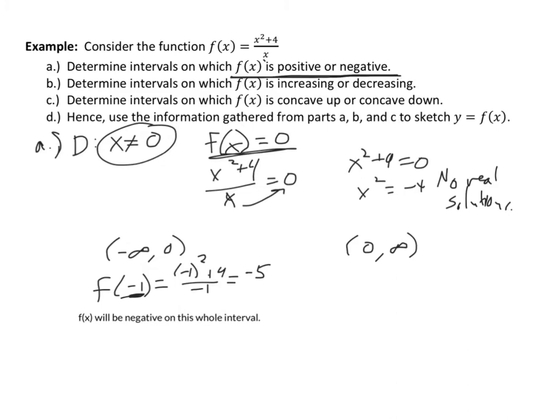All right, this is a long problem. Let's keep going. I need to test something over here. Let's do f of positive 1. That'd be 1 squared plus 4 over 1. This is positive 5. Well, great. We just found that f of x is going to be positive on this whole interval.